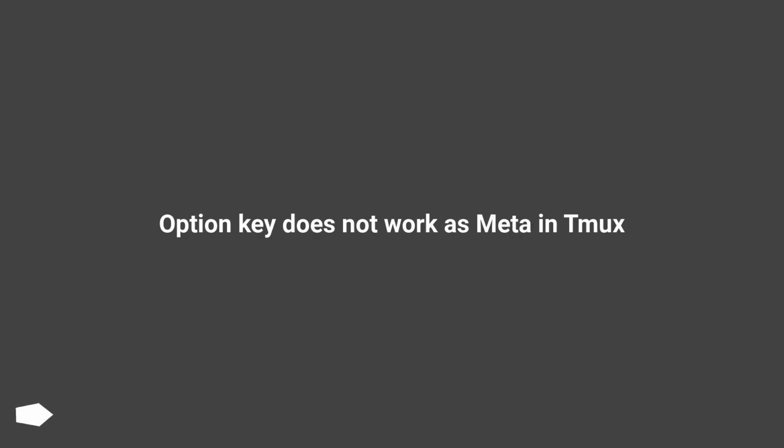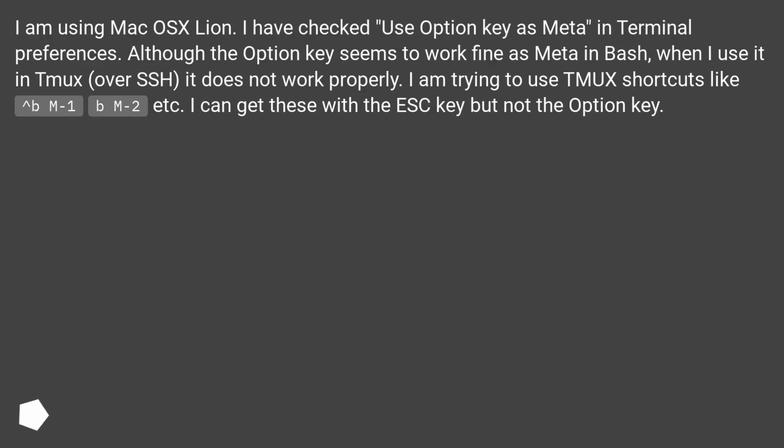Option key does not work as meta in Tmux. I am using Mac OS X Lion. I have checked "use option key as meta" in terminal preferences. Although the option key seems to work fine as meta in Bash, when I use it in Tmux, over SSH, it does not work properly.